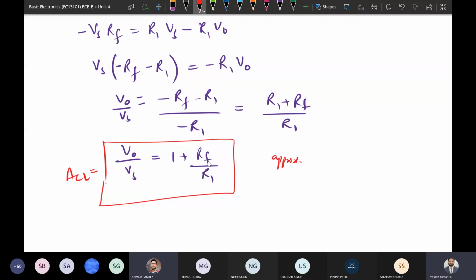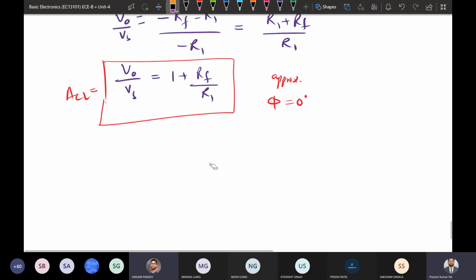From there, we can get this ratio of V output divided by V input as a positive value. So the phase shift is basically 0 degree. Phase shift is 0 degree. In the case of the inverting one, the phase shift was 180 degree. Okay, so this is the approximate analysis.